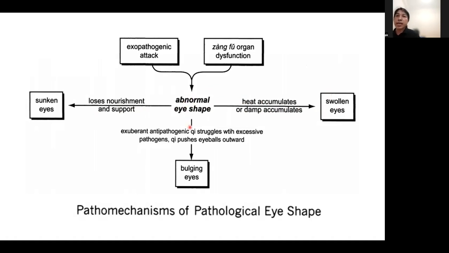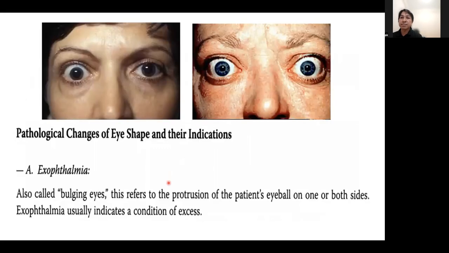So, exuberant antipathogenic qi struggles with excessive pathogens. Qi pushes eyeballs outward. It results in the bulging of the eyes. Okay, as you can see in the picture, let's talk about pathological change of eye shape and their indication.